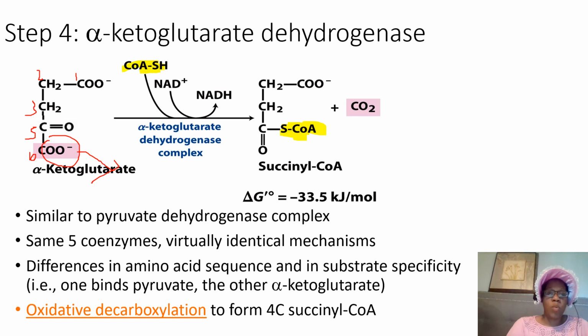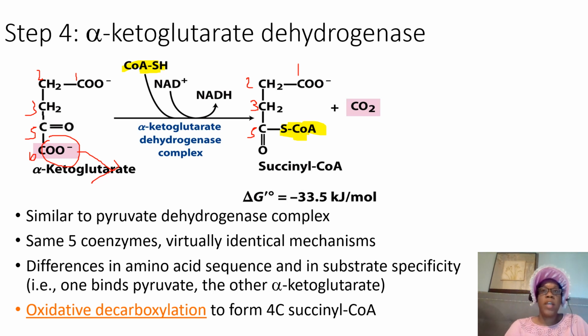And then we end up with a 4-carbon succinyl-CoA. So we started out with 5 carbons, we lost the CO2, we basically replaced it with coenzyme A. And so now we have carbon 1, carbon 2, carbon 3. This is carbon 5 because we lost carbon 4, and we also lost carbon 6. So we have 1, 2, 3, 4 carbons, succinyl-CoA.